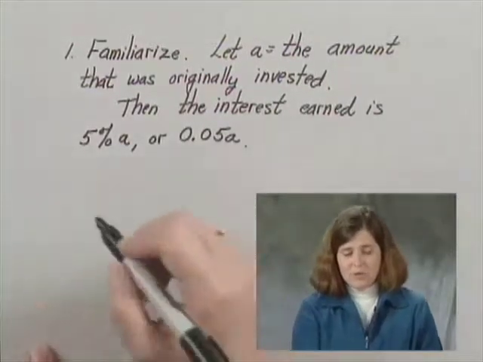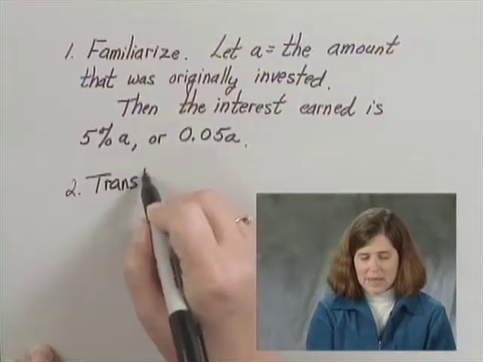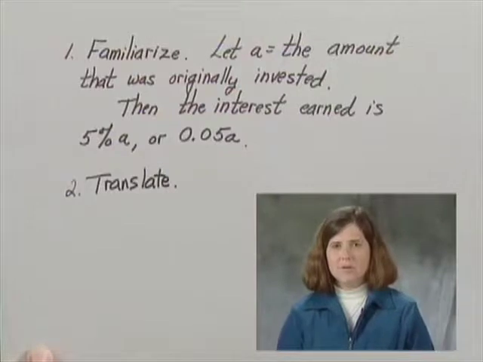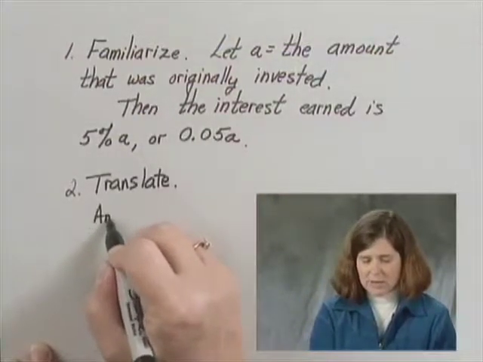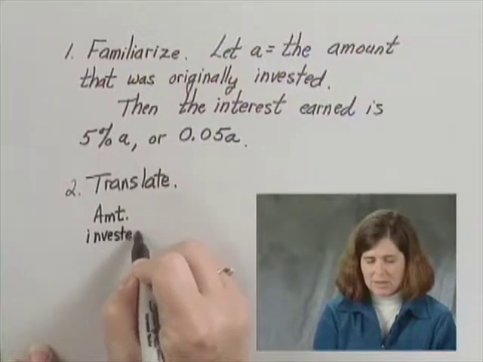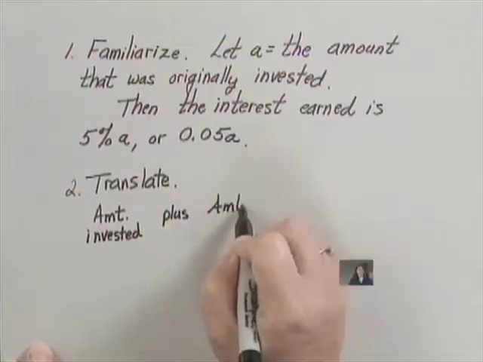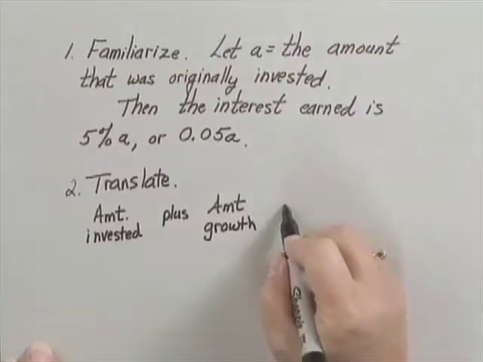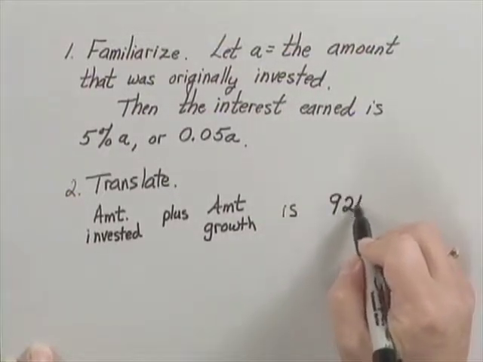Knowing this, we can move to the next step, translate. To translate, we think, well, we know how much is in the account at the end of a year. So we can write that as the amount that was originally invested plus the amount that the account grew, the amount of the growth, which would be the interest, is how much is in the account at the end of a year, which was $924.